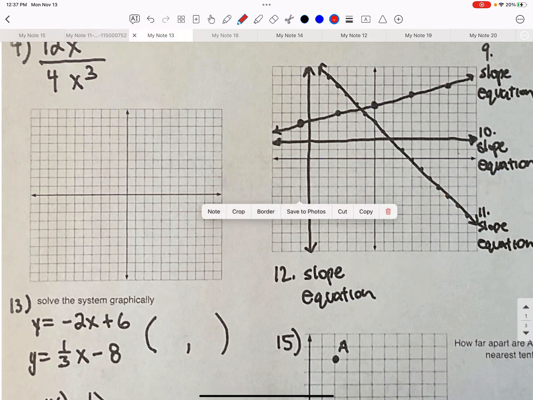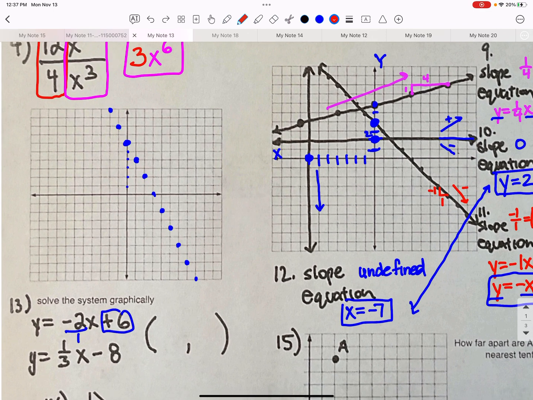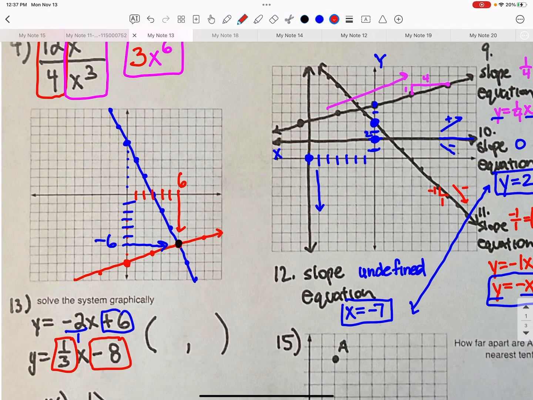Next one, start at -8, which is -1, 2, 3, 4, 5, 6, 7, 8. And I'm going to go up 1 over 3, up 1 over 3, up 1 over 3, up 1 over 3. And there's my line. They hit right here. At x is 1, 2, 3, 4, 5, 6. And y is -1, -2, -3, -4, -5, -6. We always do it in alphabetical order. 6, -6.